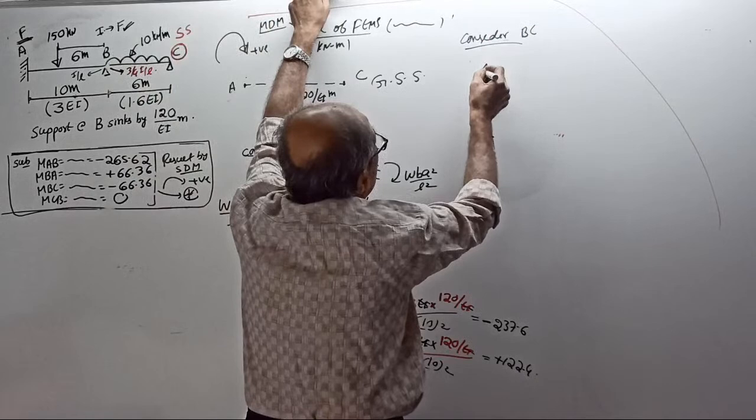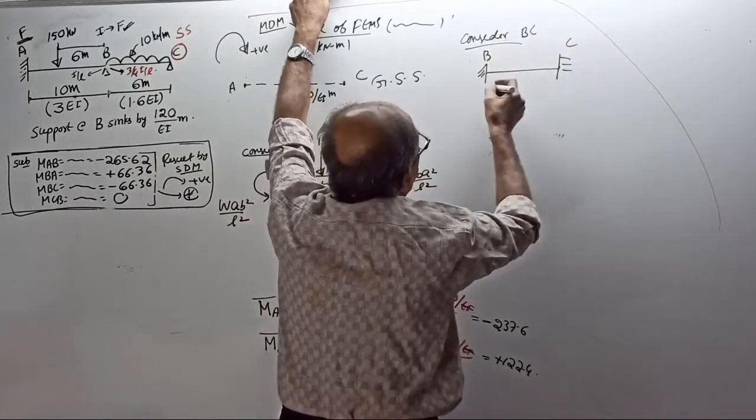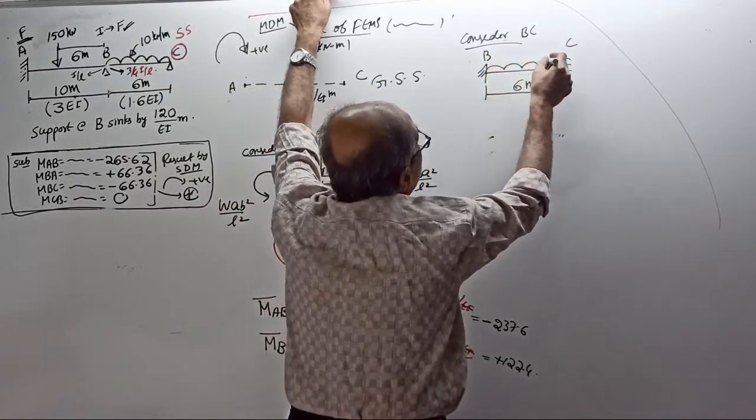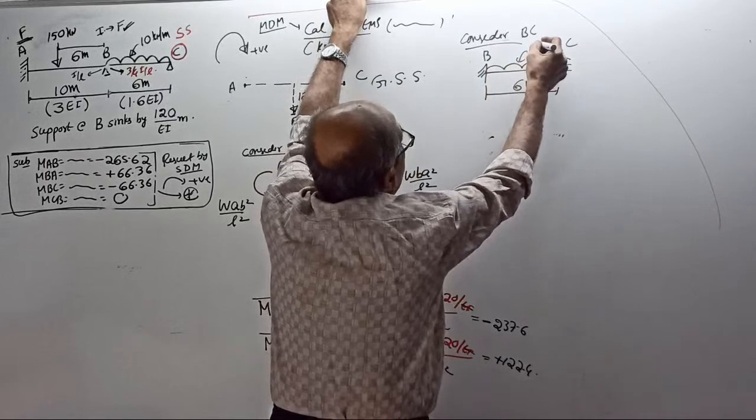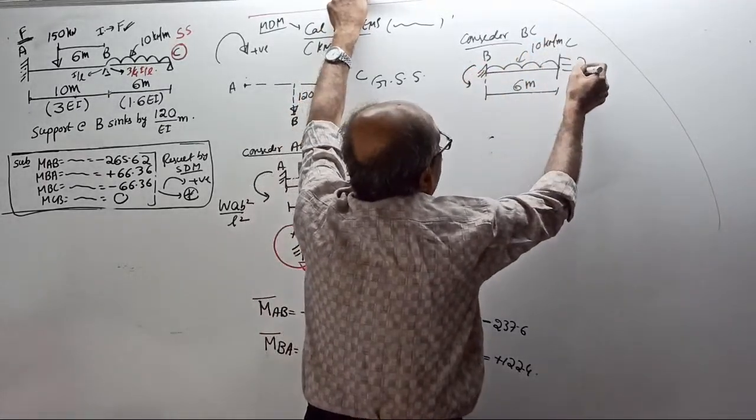Some student will tell, sir, C is not fixed. While finding FPM, everything is fixed only. Length is 6 meter. There is a UDL there of 10 kN per meter. Anti-clockwise here, clockwise here.